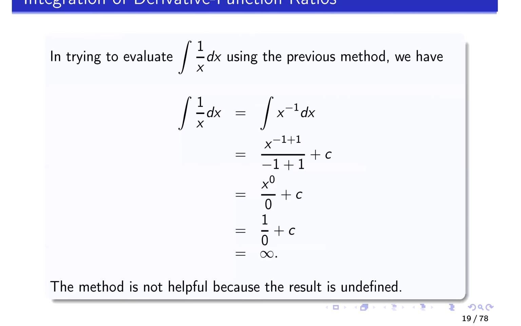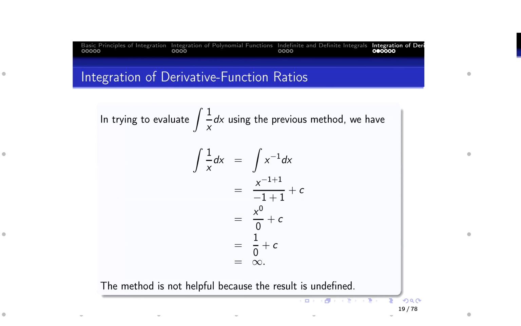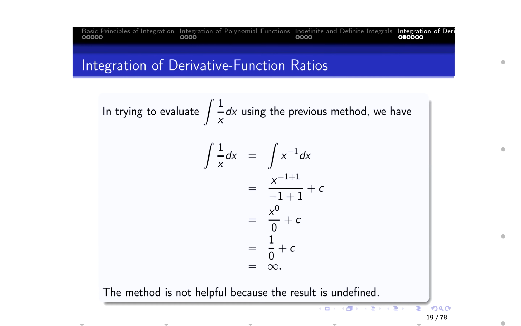We already know how to integrate polynomial functions, right? So if you try to evaluate the integral of 1 over x dx using the previous method, that is, express it like a polynomial, increase the power by 1 and divide by the new power, let's see how that happens here. All you have is the integral of 1 over x dx, and 1 over x is x raised to the power minus 1. So it's the integral of x to the power minus 1 dx.